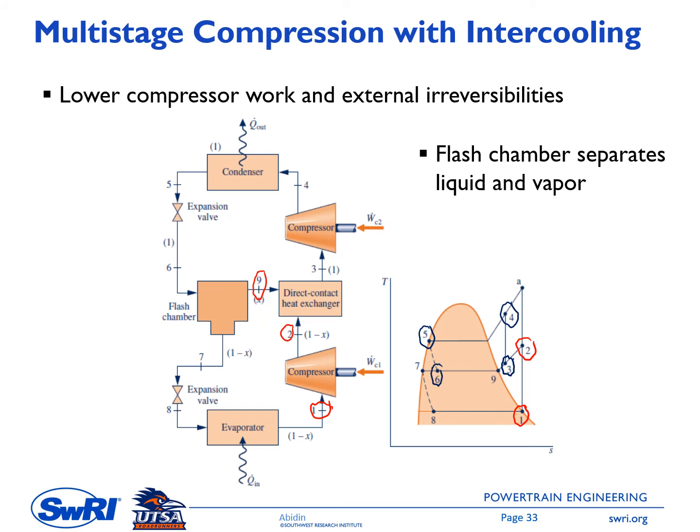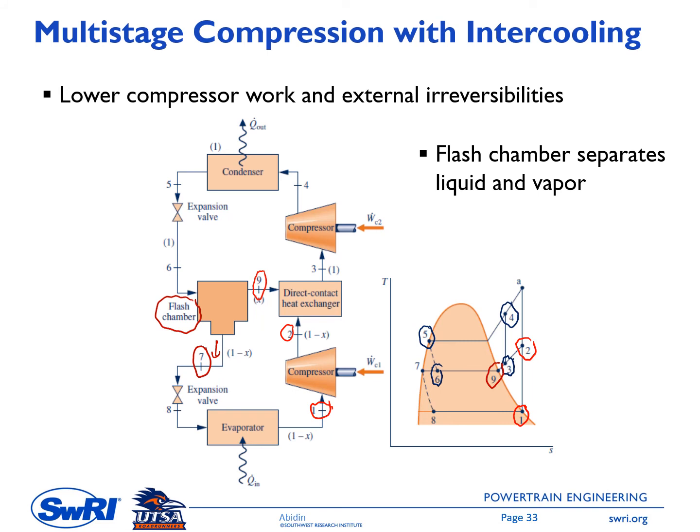Okay, and then the key component here is what is called a flash chamber. This flash chamber separates the liquid and vapor phases. The liquid phase will flow to this line, so it goes to state number 7. State number 7 here is the saturated liquid, and then the vapor part will be directed to the direct contact heat exchanger, and this is state number 9. State number 9 here is the saturated vapor.